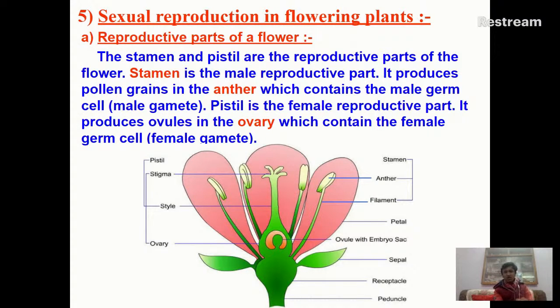All questions I will place. The anther contains a male germ cell. The pollen grains are in the anther.